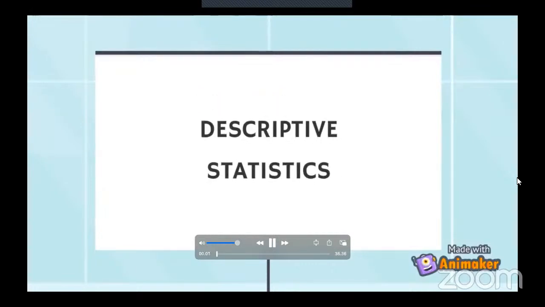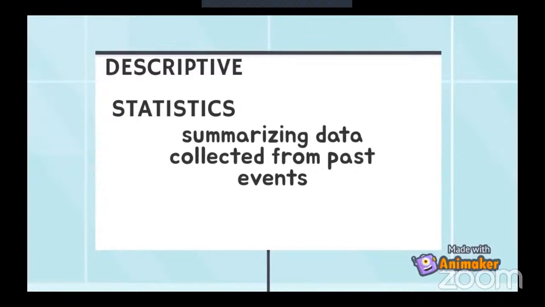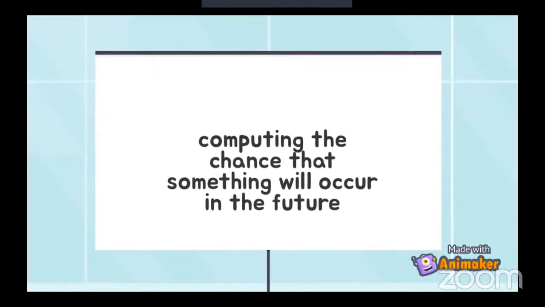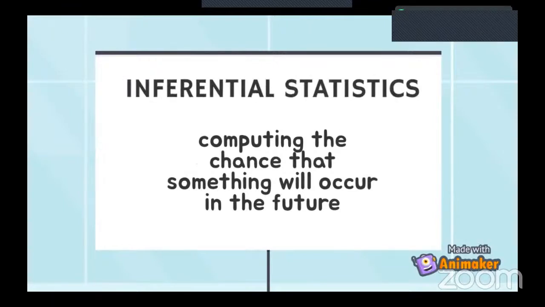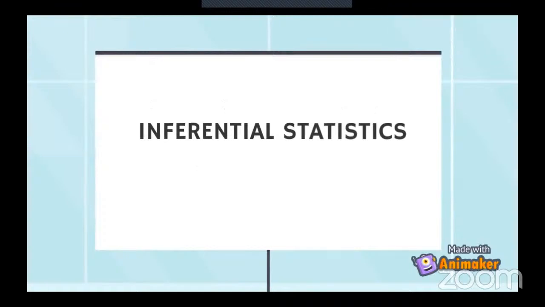In the previous chapter we already discussed descriptive statistics, where it is about summarizing data collected from past events. We now turn to the second facet of statistics, namely computing the chance of something that will occur in the future. This facet of statistics is called inferential statistics.